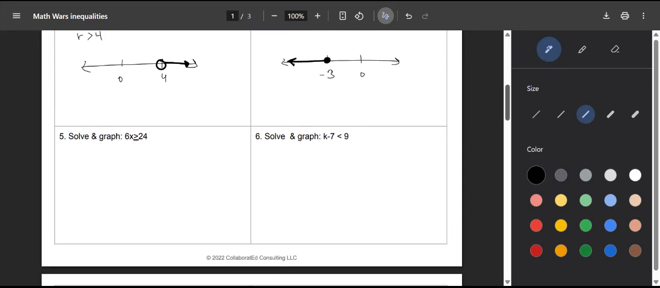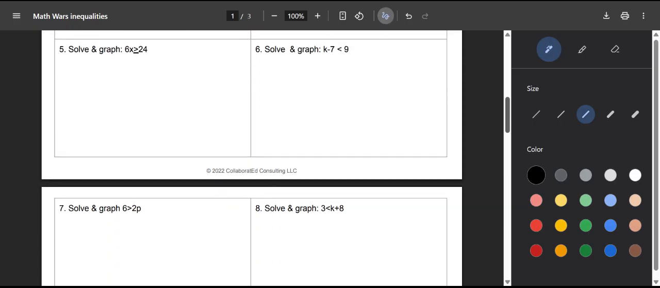So that was a review from last year. Now we are going to work on some new to us material. We've got 6x is greater than or equal to 24. We are going to treat this just like a one-step equation. Draw a line through your equal sign, and we are going to do inverse operations. So we're going to look for subtraction and addition. I don't see any, so let's do division and multiplication. I'm going to divide both sides by 6.